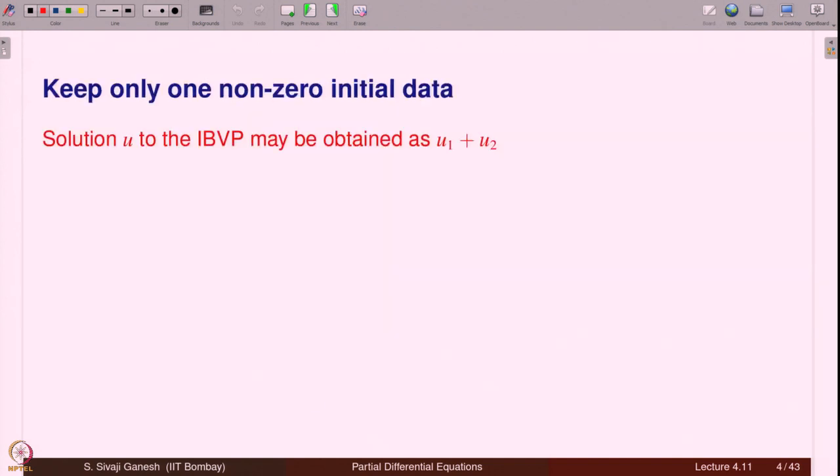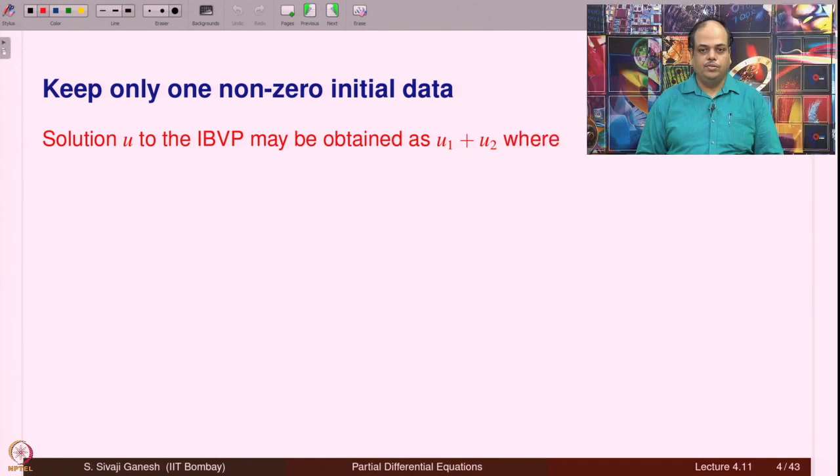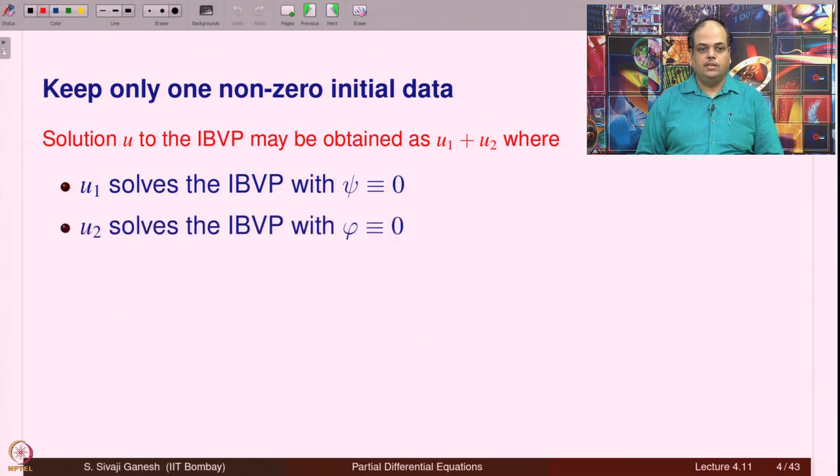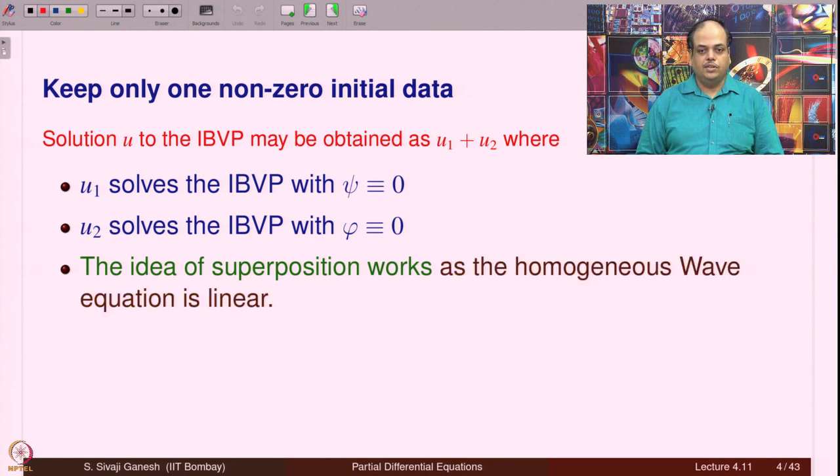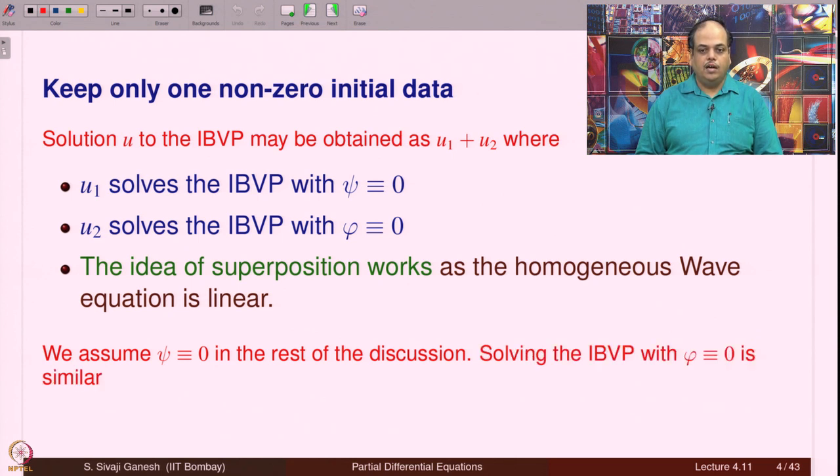So, solution u to the IBVP may be obtained as u1 plus u2, where u1 solves the IBVP with psi equal to 0 and u2 solves the IBVP with phi identically equal to 0. The idea of superposition works because the equation is linear and homogeneous. Therefore, we assume that psi is identically equal to 0 in the rest of this discussion. Solving the IBVP with phi identically equal to 0 is completely similar and is left as an exercise.